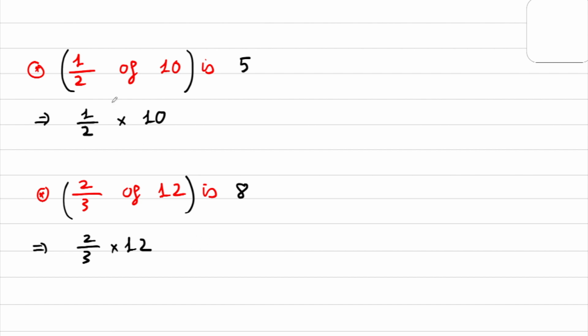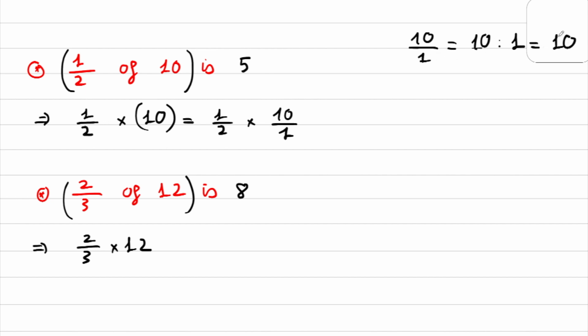More important, how can I make multiplication of fraction and integer? The first step, I will change this integer to become a fraction. 10 means 10 divided by 1, which is also equal to 10. I don't want to write 10 because 10 is in non-fractional form. So I will change 10 to 10 over 1. This one is fractional form.